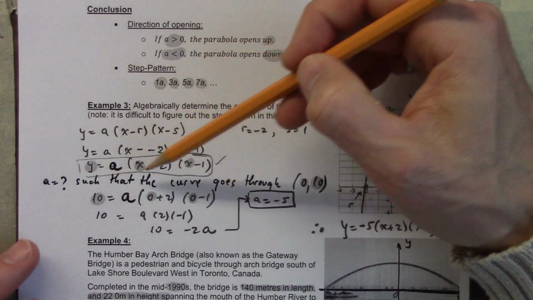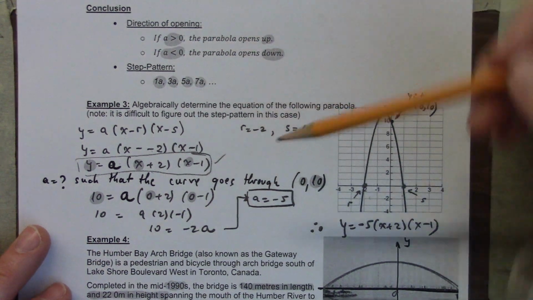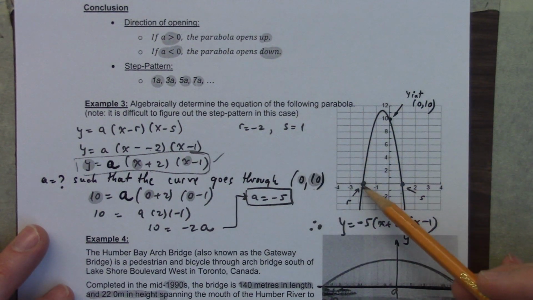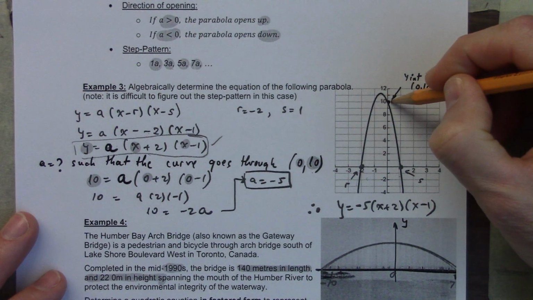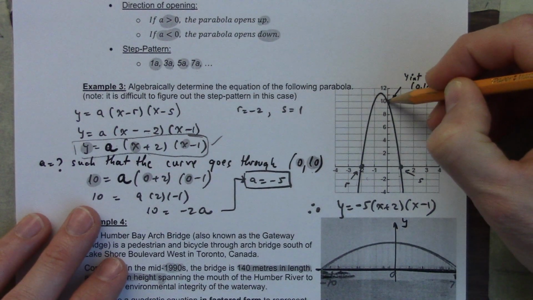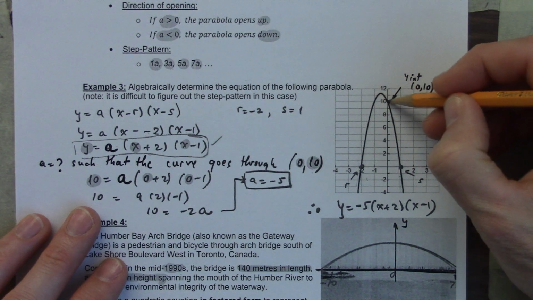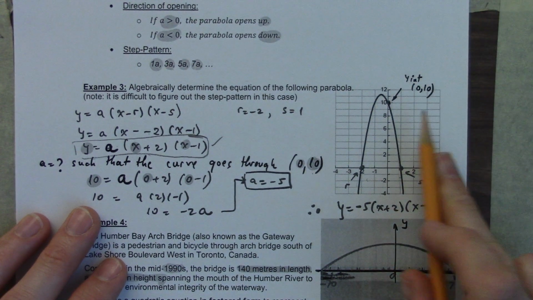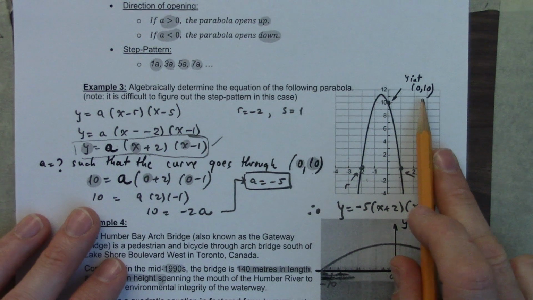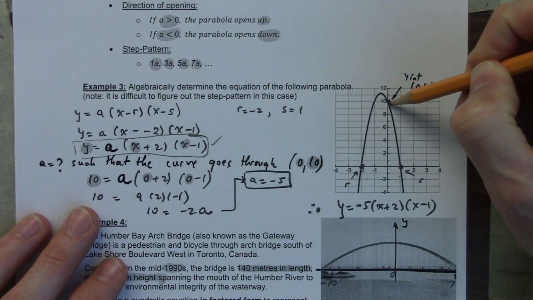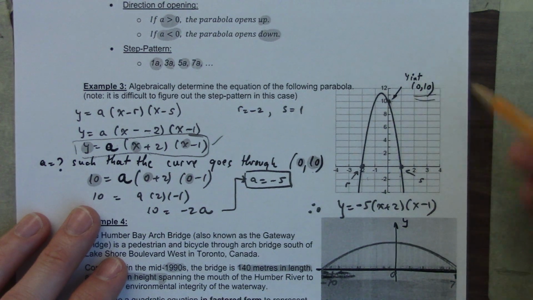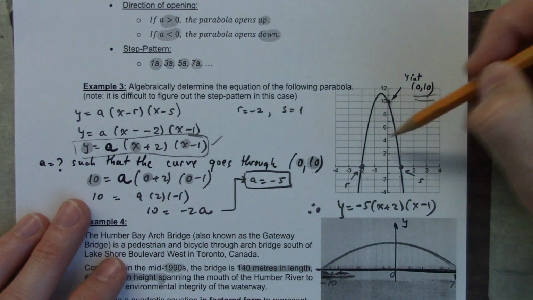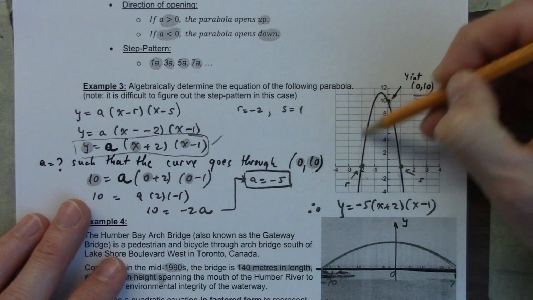We know that A is such that the curve goes through 0, 10. So we know our y-intercept all the way up here is 0, 10. This is a point on the curve that we can very clearly see. That's the reason we chose it, because it was the y-intercept and so obviously 0, 10. Nice whole numbers. But really, you could pick any point on the curve.